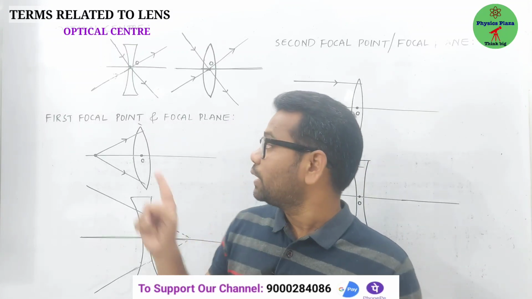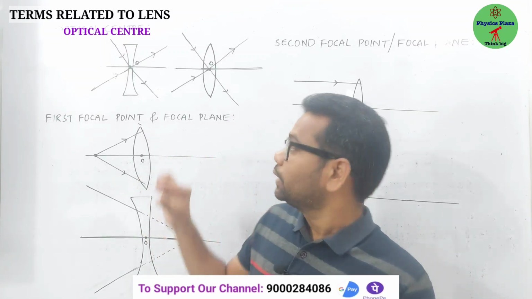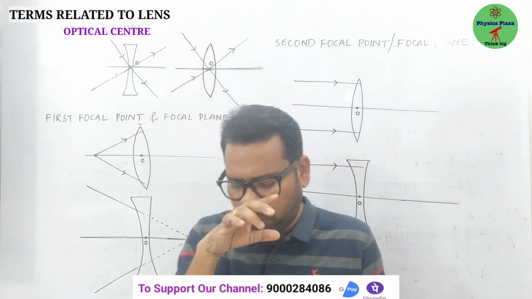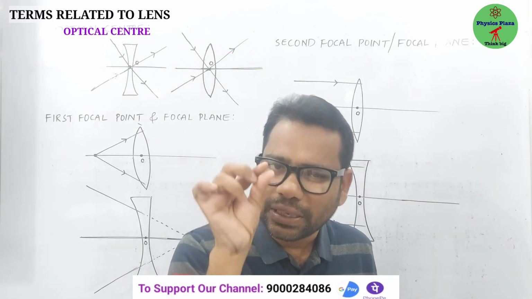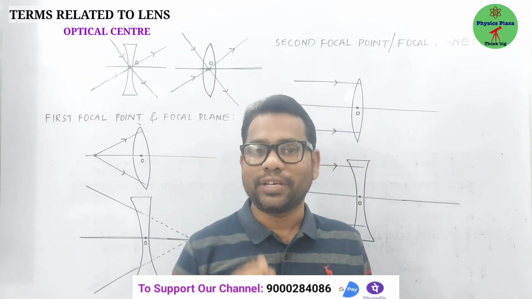Why is the light ray going undeviated? Just let us recall. Because the middle portion of the lens is nothing but a very thin glass slab. So, whenever light passes through a thin glass slab, it will go undeviated.